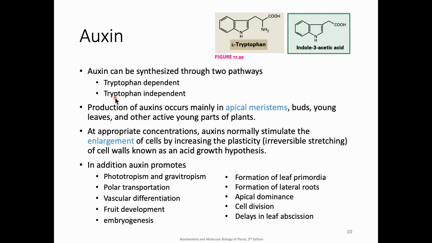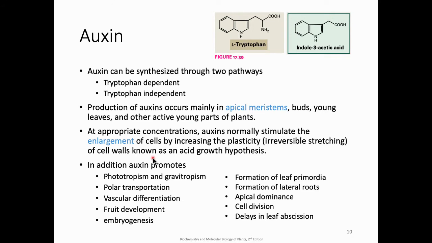The production of auxin mainly occurs in the apical meristem, especially the shoot apical meristem, which is the major source of auxin production. Other parts of the plant like buds, young leaves, and other active young parts of the plant can produce auxin as well. Auxin will work only in some range of concentration, not too little and not too much. If there is too much auxin, it actually has some negative effect on the plants.